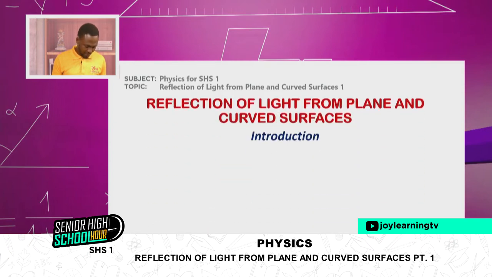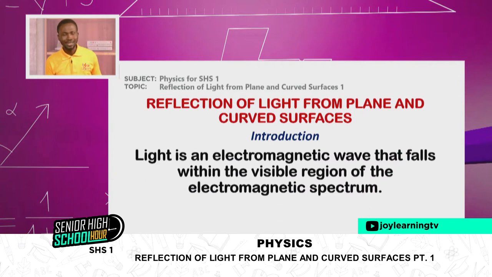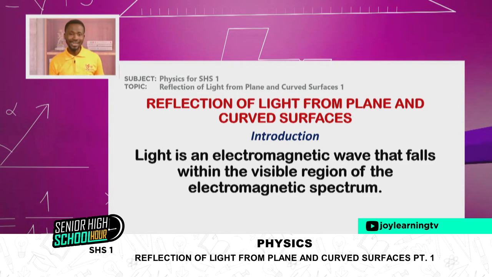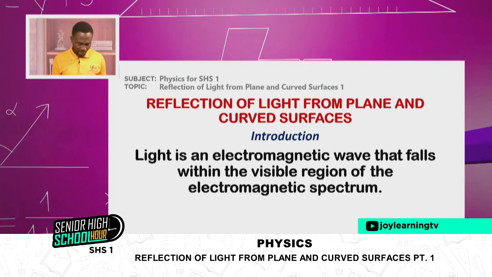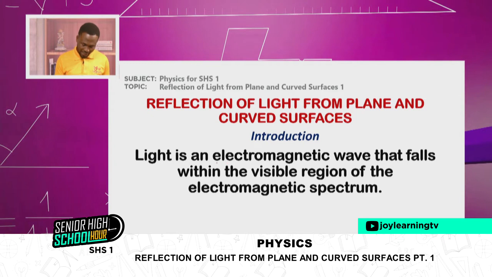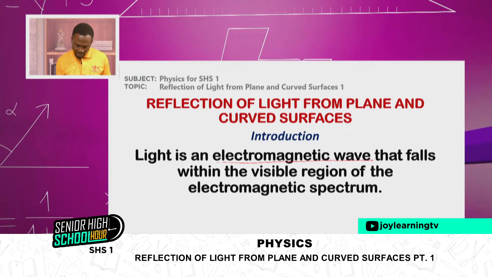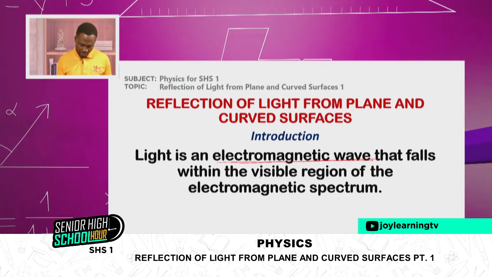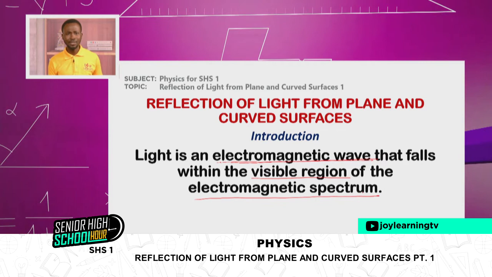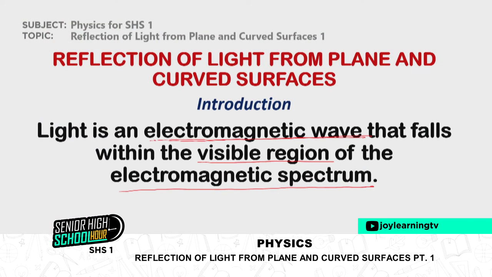For our introduction, we'll look at what light is. Of course, nobody's going to ask you to define light. Maybe you may be asked to tell something about light, but for the start, we can say that light is an electromagnetic wave, which I'm going to explain to you shortly. We'll say that this wave falls within the visible region, meaning light stimulates vision, the visible region of the electromagnetic spectrum. That is something small we can say about light.